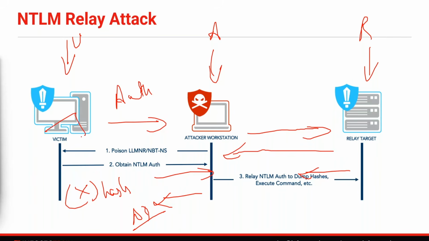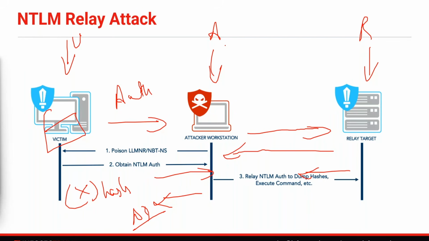Now the attacker sends a fake answer to the victim, access denied, and the attacker impersonates the victim, the user who's trying to access the resource, and gets access to the resource with the privileges of the user. So this is an NTLM relay attack.